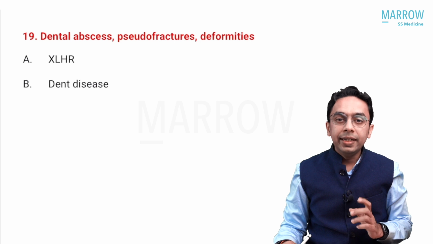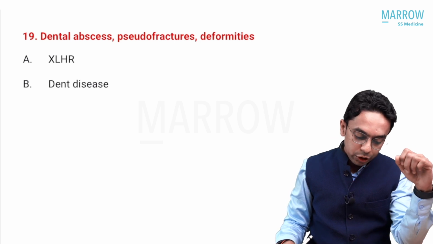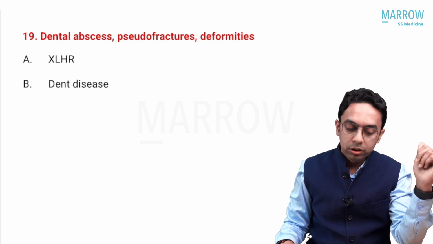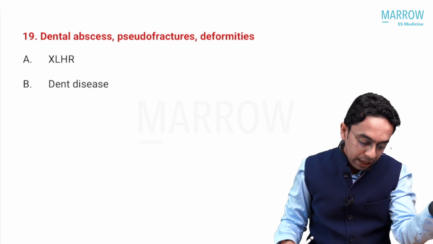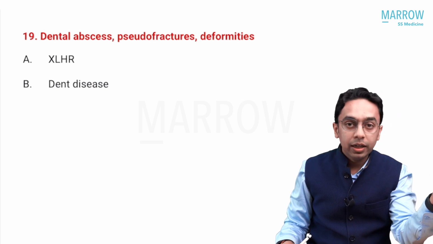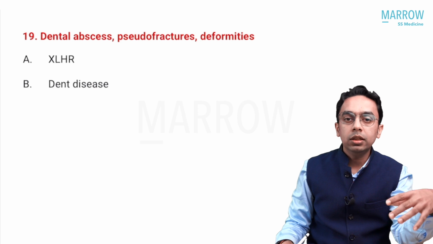Coming to question number 19. Dental abscess with pseudofractures with deformity, what is the diagnosis? X-linked hypophosphatemic rickets or Dent's disease. Okay, so let's discuss all this. This is really important here.